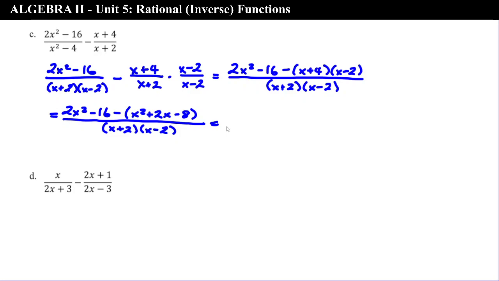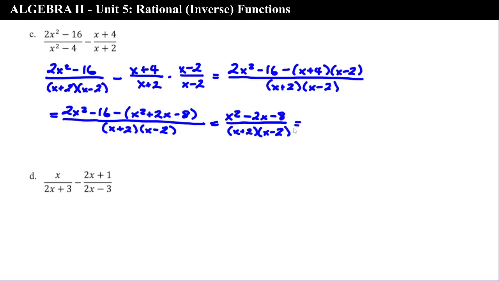All right, let's combine some like terms. We get x squared, because 2x squared minus x squared is x squared. We have a negative 2x, and then we have negative 16 minus the negative 8, which is plus 8, so that's minus 8 on the top. And then we keep our factored bottom.